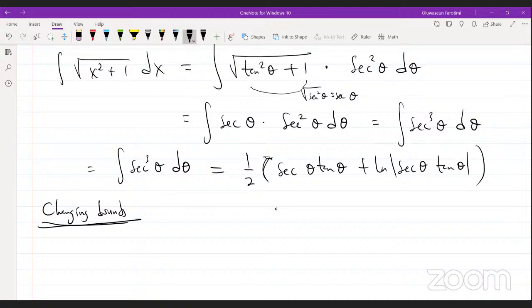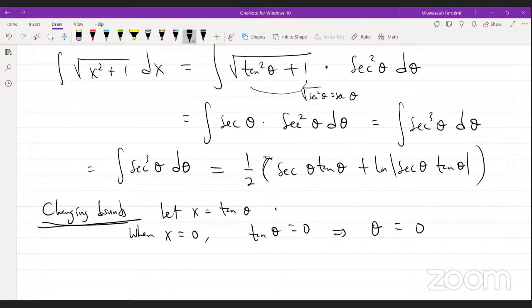Remember that you're going from 0 to 1. That was the bound from x, right? So we already said that let x equals tan of theta. That's where we started from, okay? So when x is 0, what happens? That means tan theta equals 0. What does this mean? This means my theta is just 0, right? When x is 1, what happens? That means your tan theta is just 1. And what does this mean? This means theta is just pi over 4.